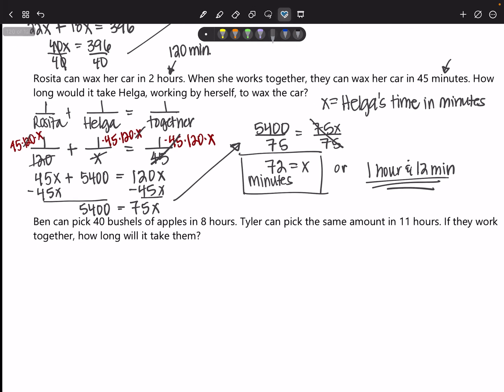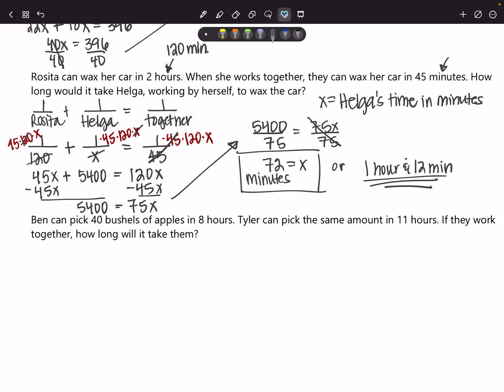Okay, you try the next one, and we'll see if you've got this. Then come on back and check your answer. When I'm doing this problem, it's 1 over Ben's time plus 1 over Tyler's time is equal to 1 over their time together. The job is picking 40 bushels of apples, so the 40 is insignificant here, because that's just the title of the job. We're going to multiply each term by 8 times 11 times X.